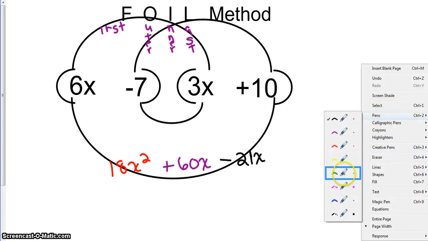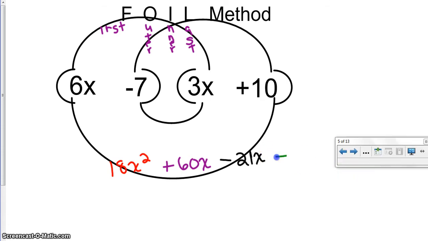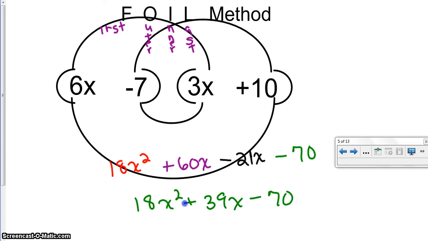Now, I always say if you do this right, it kind of looks like Charlie Brown at Halloween time. But you're not done because, of course, you have to combine like terms. 18x squared plus 39x minus 70. Please do a glossary card for this method.